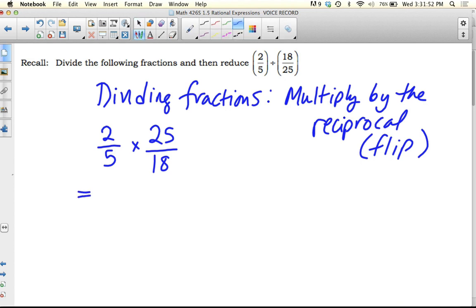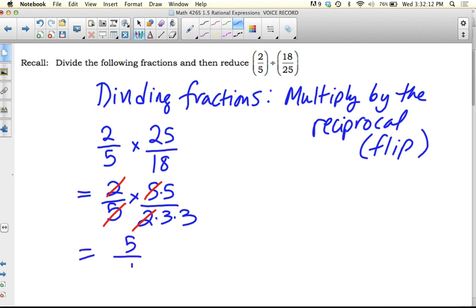So 2 over 5, can't really do anything there. 25 I can turn into 5 times 5. And 18 is 2 times 9, or 2 times 3 times 3. And if I cancel off what's common, 2 and 2, 5 and 5, I'm left with 5 over 9. Okay, so that is my final answer for the quotient of dividing those two fractions together.